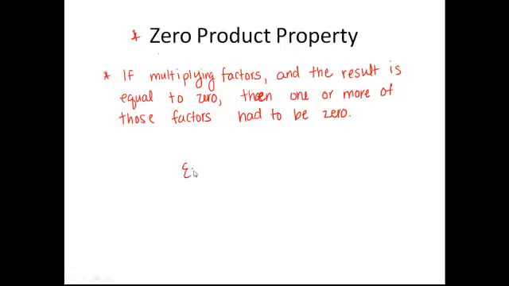So example of this, let's say 3 times x is equal to 0. Okay, here are my two factors, 3 times x. So I have two factors, two things that are being multiplied to each other, two pieces that are being multiplied. Then one of these factors had to be 0. 3 can't be 0, so what the zero product property is saying is that x had to be 0.